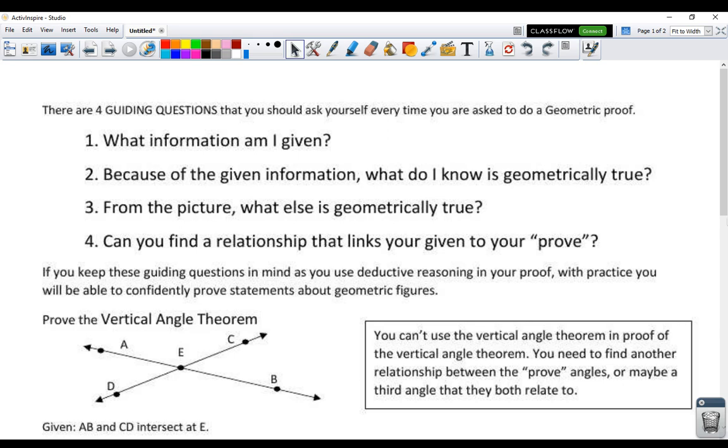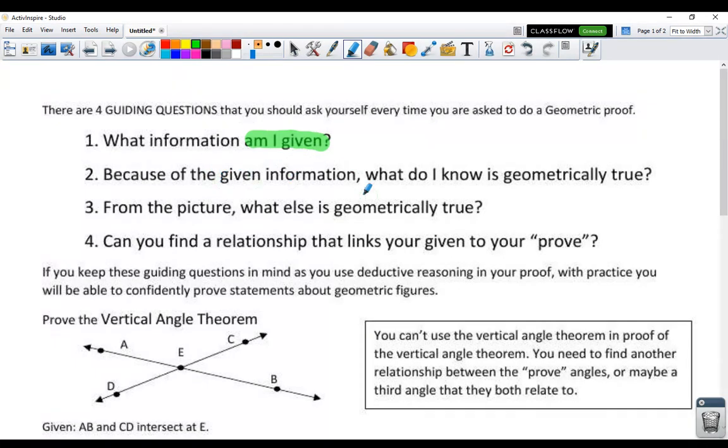Hey guys, today we're talking about geometric proofs. In my class, I like to use these four guiding questions anytime we're asked to do a geometric proof. The first thing we look at is what information are you given? We have to be given some type of information in the problem, like maybe a midpoint, or we might be given some parallel lines. Your given information is where we start each of these proofs.